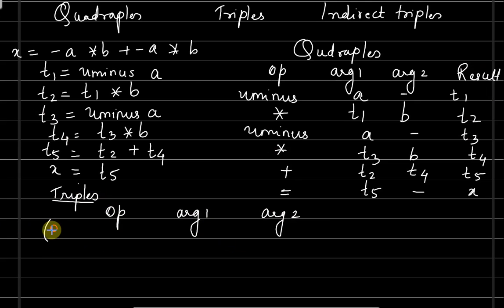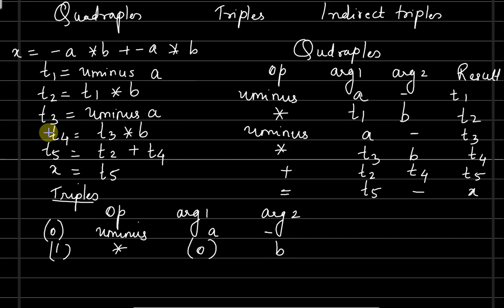For the first statement, I'll give reference as 0. Consider this statement. What is the operator? Operator is U minus. Argument 1 is A, argument 2 is dash. Then 1, T2 is equal to T1 into B. What is the operator? Operator is star. Argument 1 is temporary T1. Now temporary T1 is computed at which point? Here, right? What is the reference? Reference is 0. So you place 0 over here and argument 2 is B.